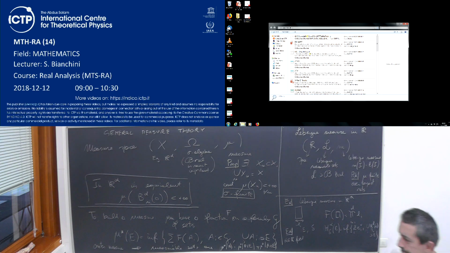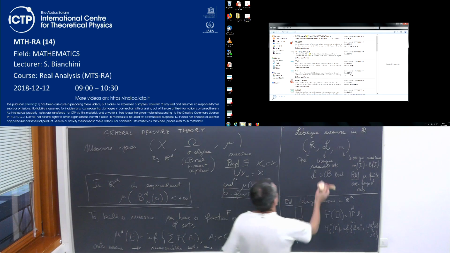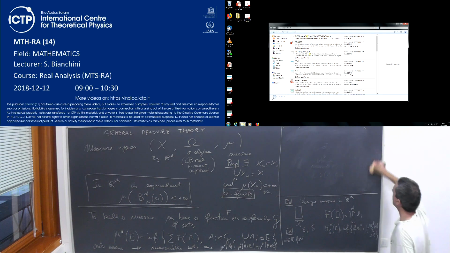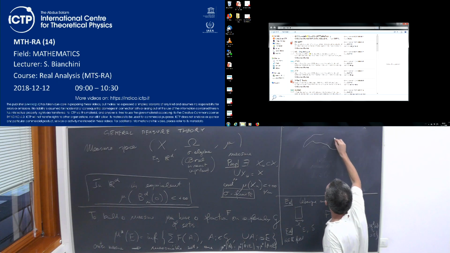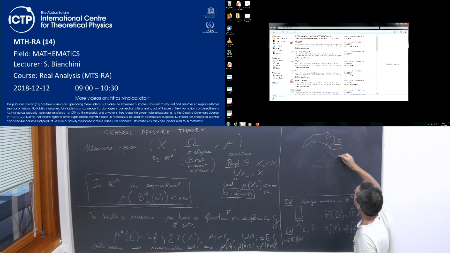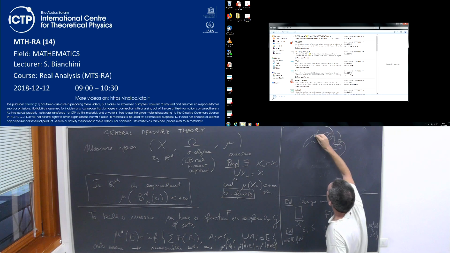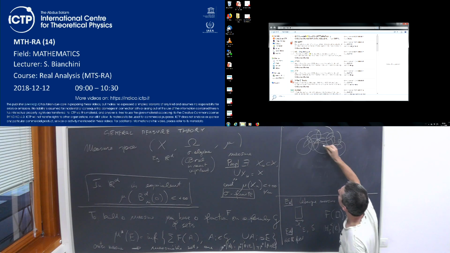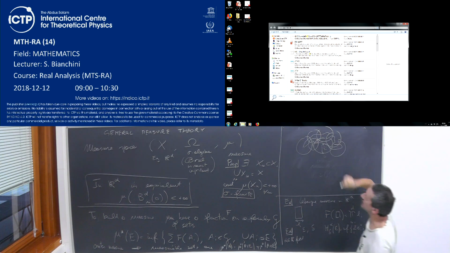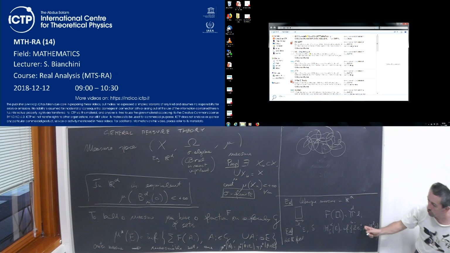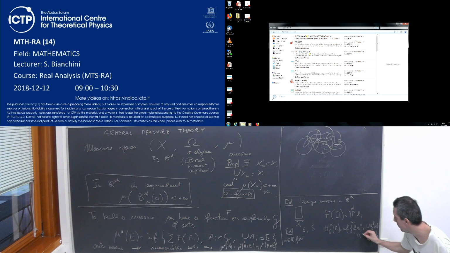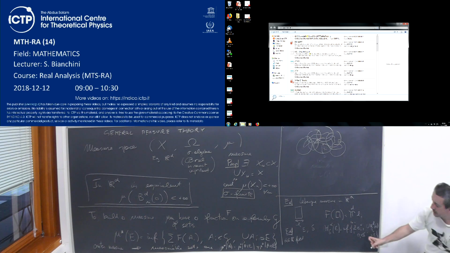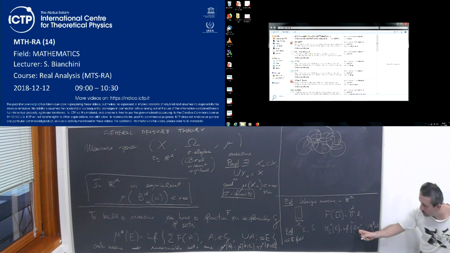So let's make the drawing. This is E. I take a covering. Each one has its own radius, centered in x_i, and then I measure the radius to some power alpha. And here I say that the r_i are less than delta. So the delta enters like this. I cover the set with balls of radius less than delta, and then I take the minimum over this covering.